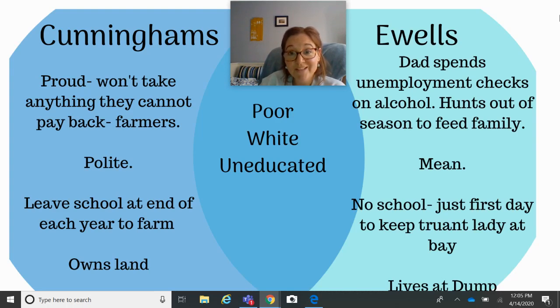So that's a breakdown of these two families. And it's very important that you understand the differences between them moving forward in the book. You should read chapters 5 and 6 next, and we will be discussing them together at our next class meeting. So see you then. Let me know if you have any questions.